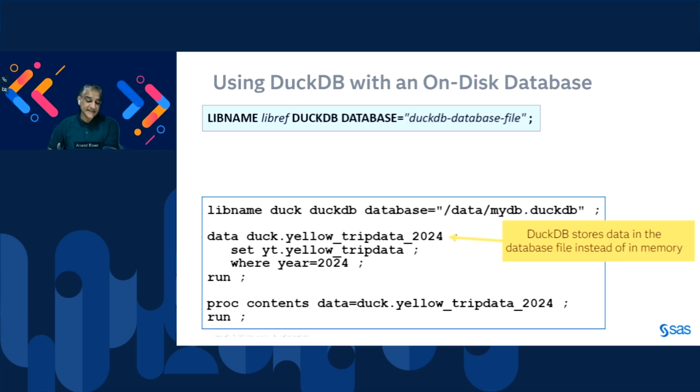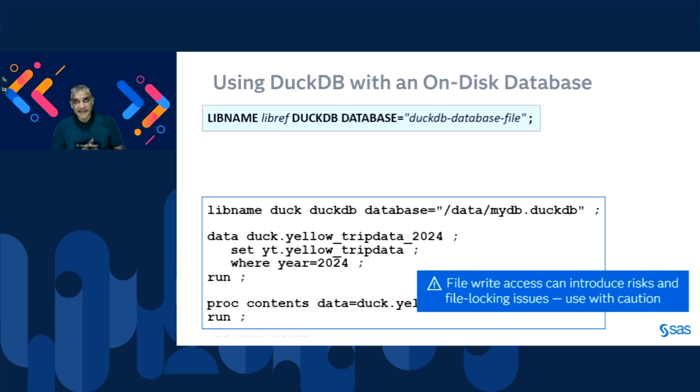And in this case, we are using the same data step, and the file yt.yellow trip data will be materialized inside that file. Now, when you're talking about a DuckDB file, you have to realize that DuckDB files are single user access. So if you are on a shared file system, either you open a DuckDB file in a read-only mode so that multiple readers can work from that file. But if you have opened your DuckDB file in a read-write mode, only one user will be able to access that file. So this is a single user access mechanism that DuckDB supports.